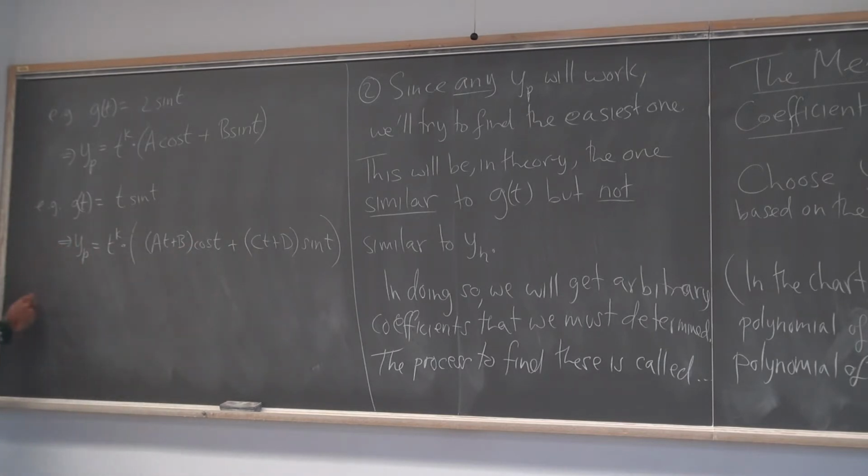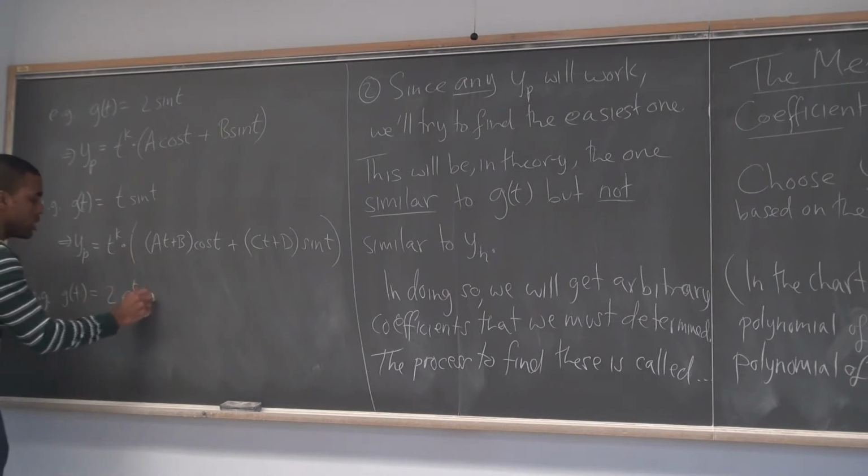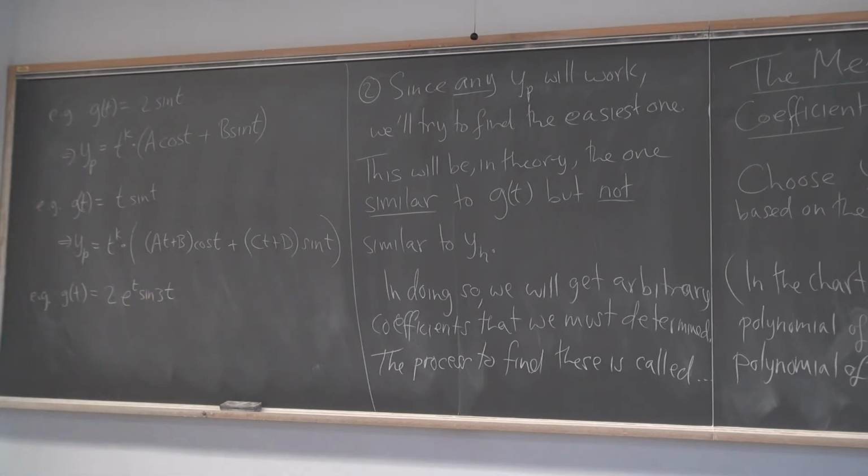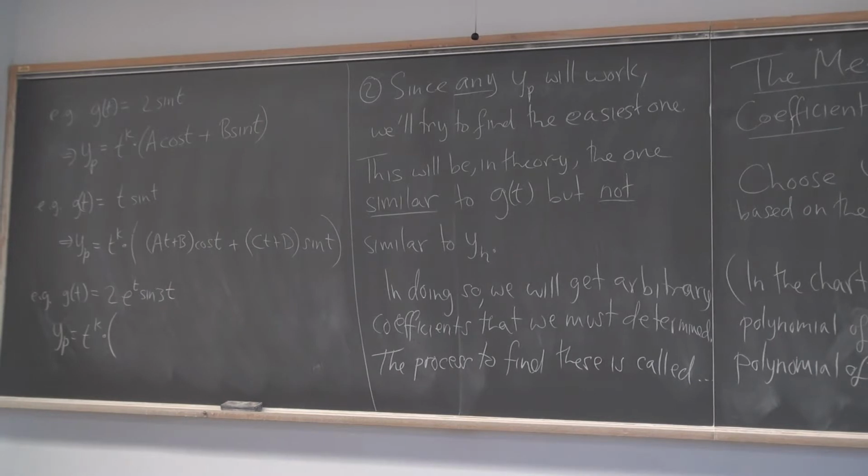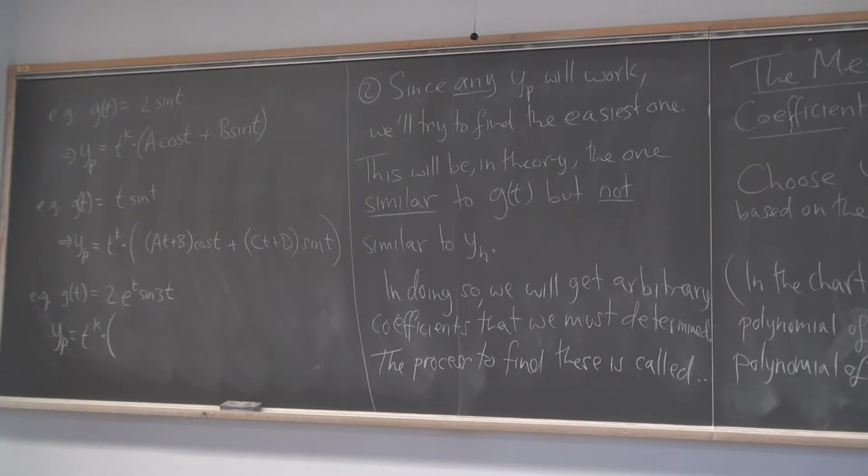Or if you have g of t equals 2 e to the t sine 3t, let's pretend that's your right side. What would you assume yp looks like? This is a general 0 degree, which means constant polynomial. So what does the general form for that look like?